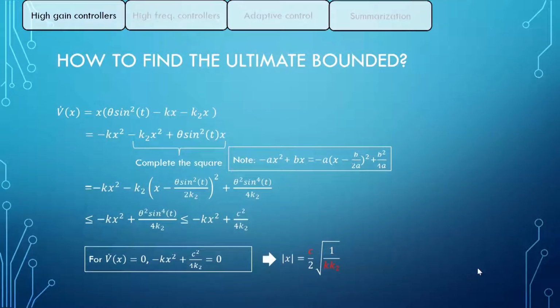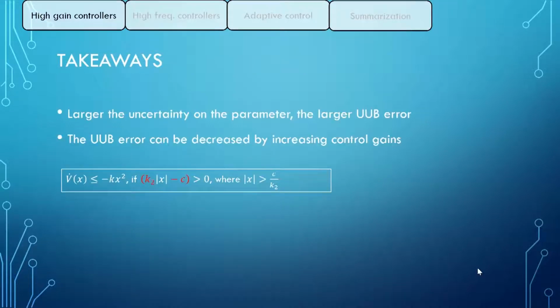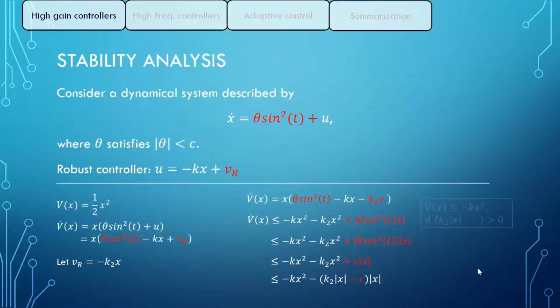So based on this, where the only variable is x, you can compute the UUB for the worst case. Okay. So maybe you have several questions, like why you don't design V in some other form, which might exist in your mind.